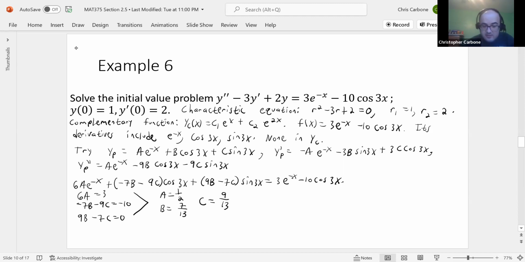So our particular solution for this is y sub p of x is equal to a half times e to the negative x plus 7/13 times the cosine of 3x plus 9/13 times the sine of 3x.